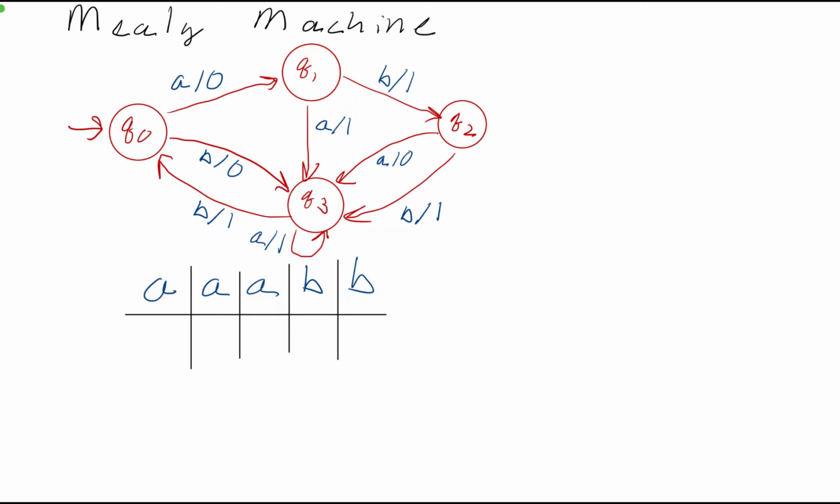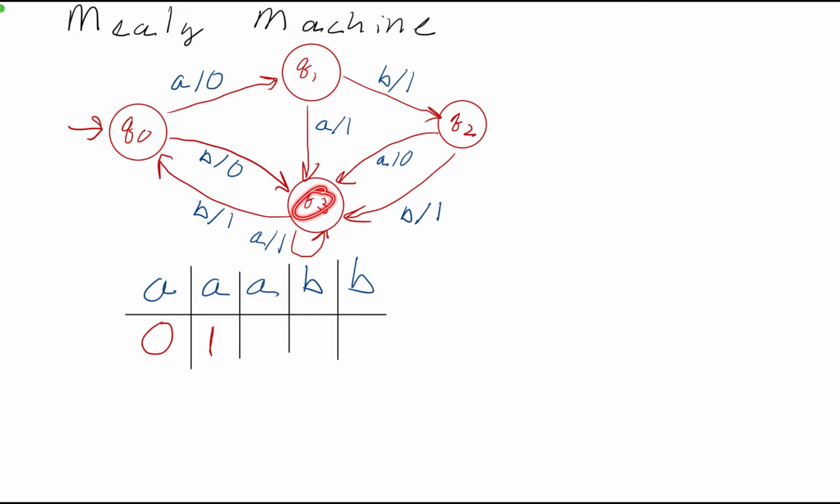So if we're in the start state, now the start state is indicated by the arrow, and we're reading an A, we move to this state and produce a 0 for output. Now if we're in this state and we read an A, we move to that state and produce a 1 for output.